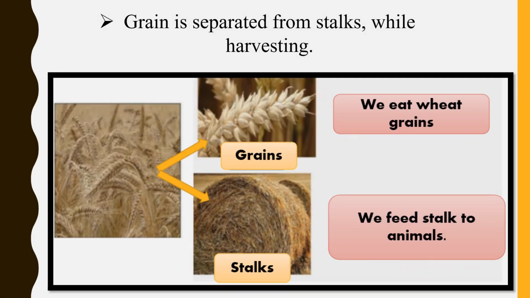Here we have another example of separation. After harvesting the wheat plant, we separate grains from the stalk. Stalk is the stem of the wheat plant. We eat wheat grains in the form of flour, whereas we feed the stalk to animals. So, this was one more example of separation where grain is separated from stalks while harvesting.